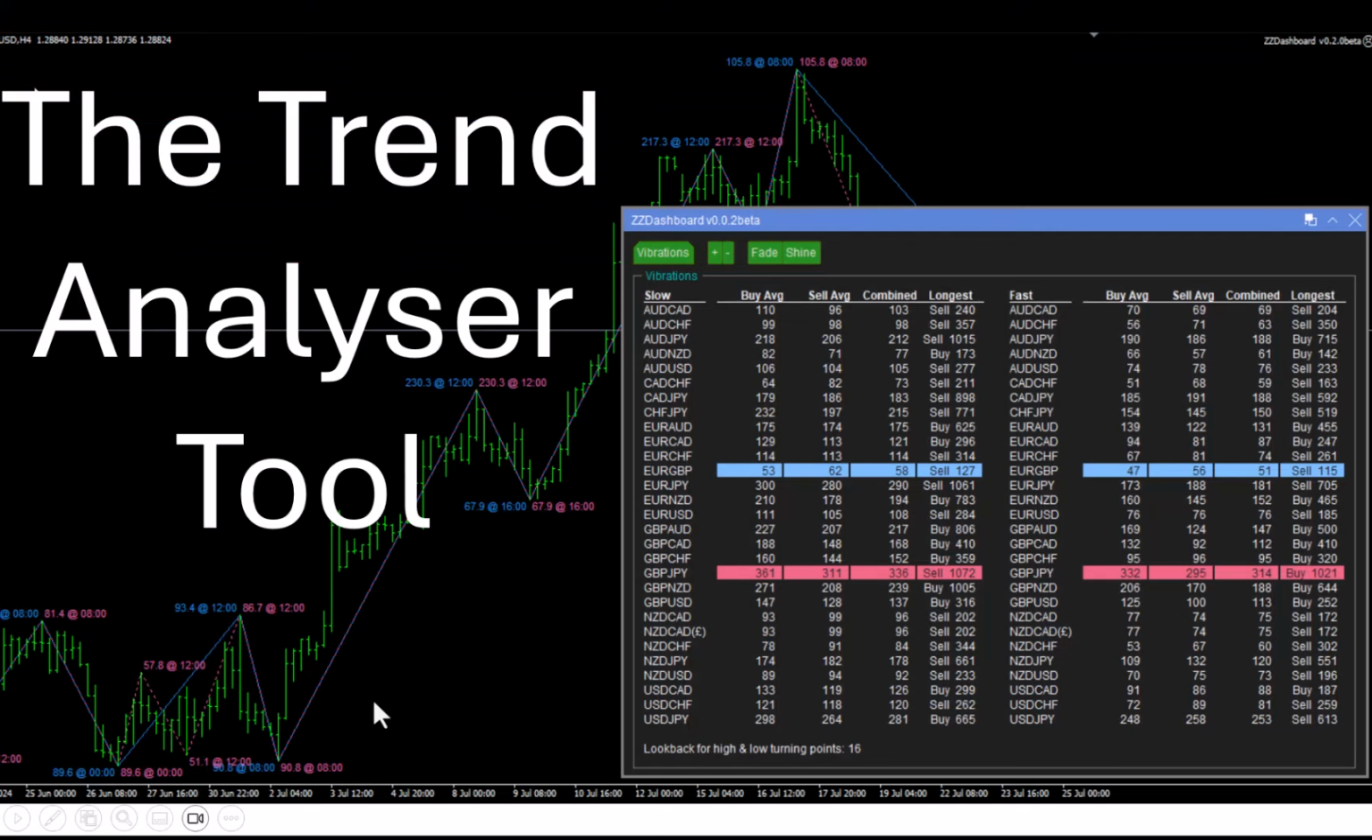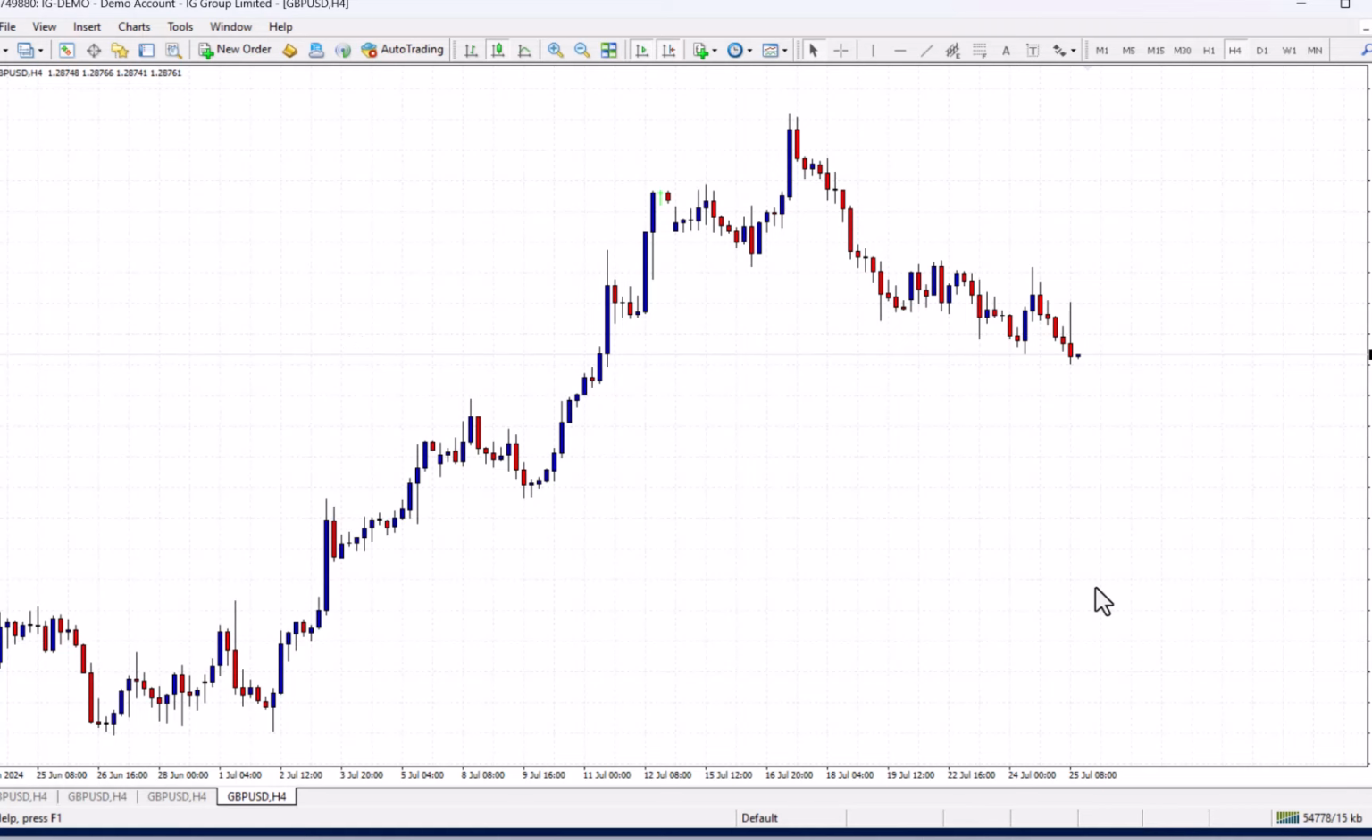So let's have a look at the trend analyzer tool. Now, when you look at a chart like I am looking at right now, you can see some trends. For instance, there's a high, there's a low. So there's a trend, then it goes up, there's a trend that way, and so on. But it's very difficult to see these trends with your naked eye and to appreciate the movement that takes place.